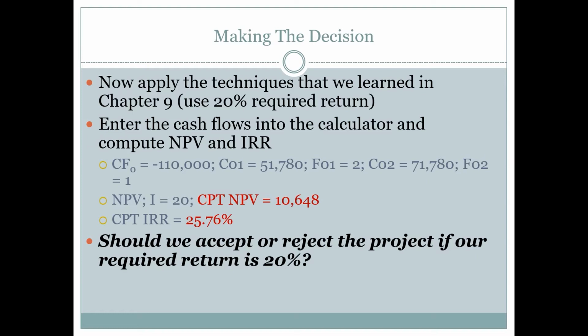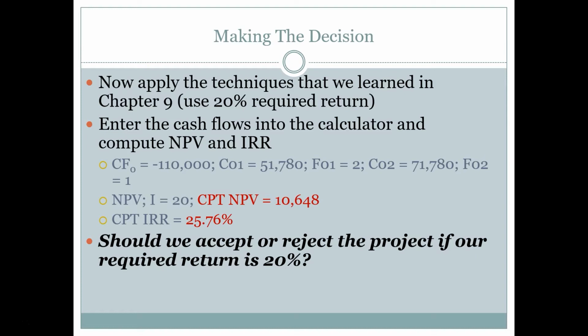And that's exactly how we combine these two things, right? And if we compute an IRR, we get 25.76. And so based on these two rules, do we accept or reject the project? Well, again, think back to chapter 9. The net present value rule says take any project with a positive net present value, greater than 0. So here, NPV is definitely greater than 0, 10,648. We want to take this investment.